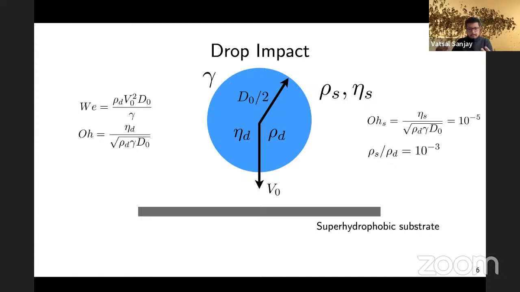So that gives you the Weber number. We also have something called an Ohnesorge number, which you can think of as a dimensionless viscosity, because it tells you how much viscous dissipation there is inside the droplet. We also have correspondingly an Ohnesorge number of the surrounding and the density ratio between the surrounding and the droplet, and we are going to keep these two numbers fixed so that we have a free surface. Essentially, it's so that the surrounding medium does not influence the drop impact process.